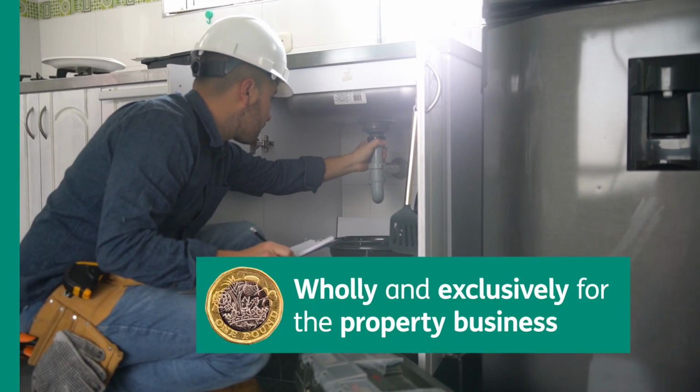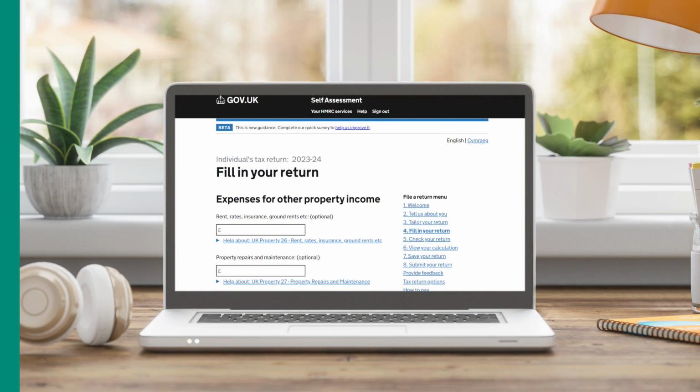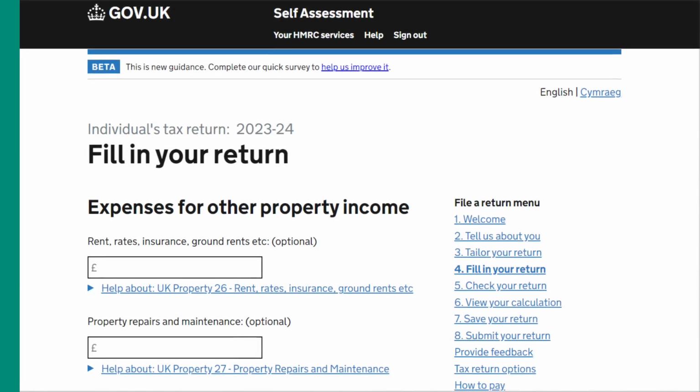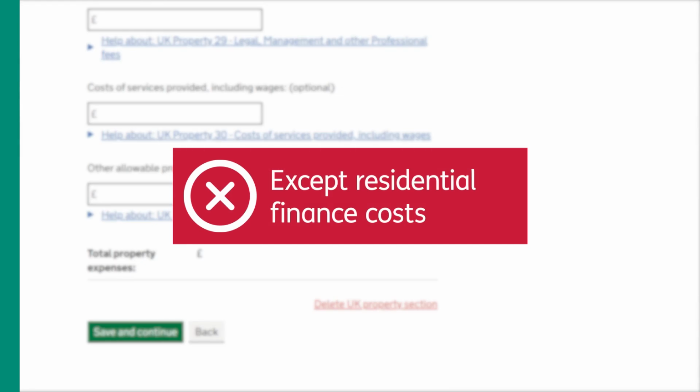Not all expenses are allowable for tax purposes. They must be wholly and exclusively for the property business. If your total property income receipts are below the VAT threshold, you can put your total allowable expenses in the Other Allowable Property Expenses box, with the exception of residential finance costs.